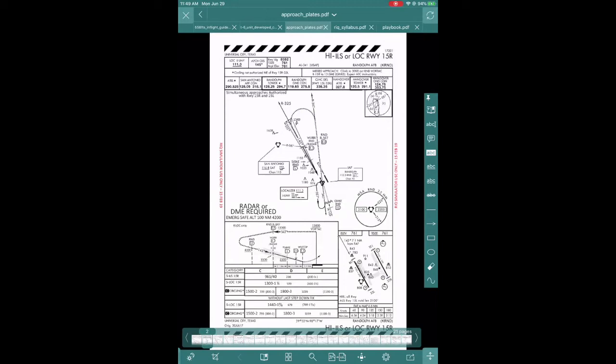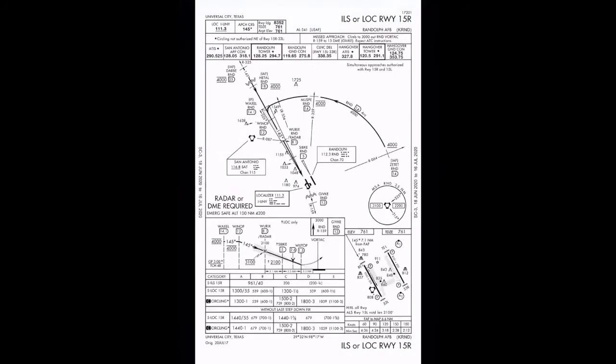Now let's shift gears just a little bit. Let's start talking about weather. Let's assume that this is the only approach at Randolph. I want to take off from Randolph and fly up to College Station. What weather do I need at Randolph just to take off to go to College Station?